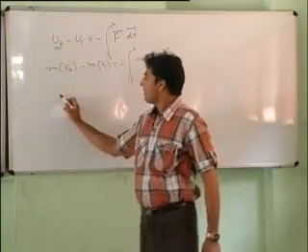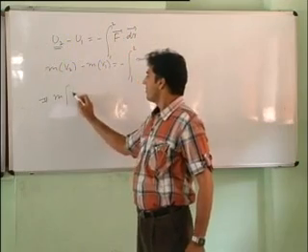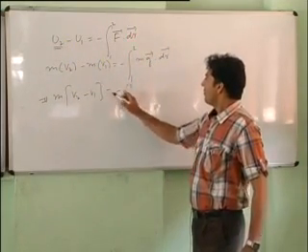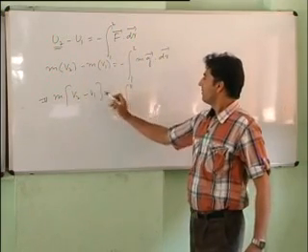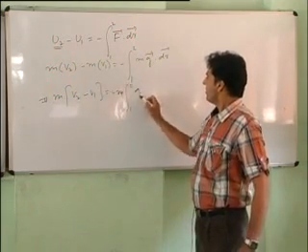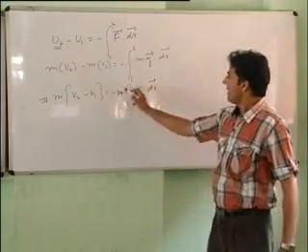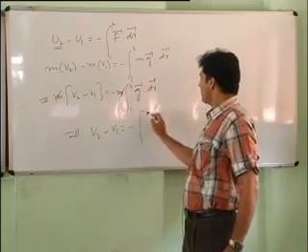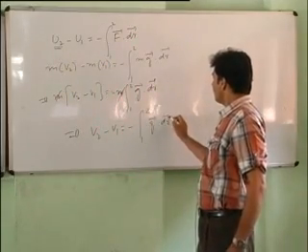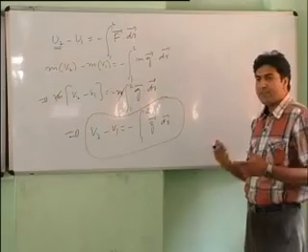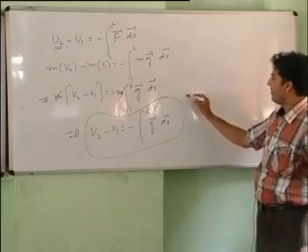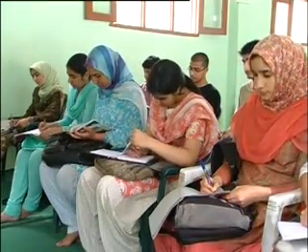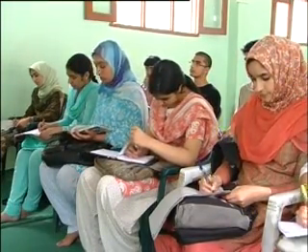This m can be taken as common here, so it is v2 minus v1 equals minus integral from 1 to 2, m you can take out, g dot dr. So this m gets cancelled, and it is v2 minus v1 equals minus integral 1 to 2 g dot dr. This is the formula for finding the potential difference in the given gravitational field. So I will write it down. This is the potential difference between 2 points in the given gravitational field.